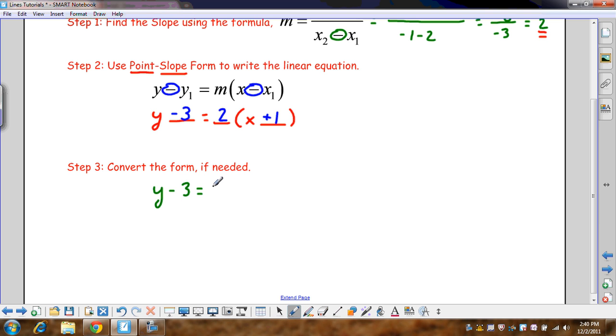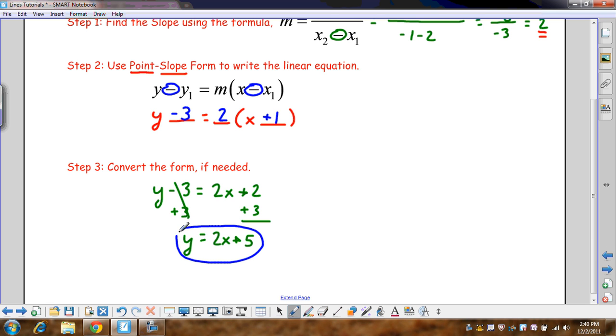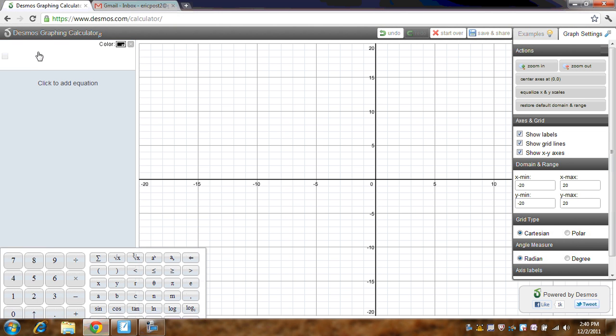This would be it. However, if I was asked for slope-intercept form, I would want to keep going. So let's just hypothetically say that we needed to get the slope-intercept form. What I would then do is take the equation I just wrote and convert it by distributing the 2. So I would get 2x plus 2. And then I would have to bring the 3 over, because for slope-intercept form, I need the y completely by itself. So I get y equals 2x plus 5. So that's my slope-intercept form.